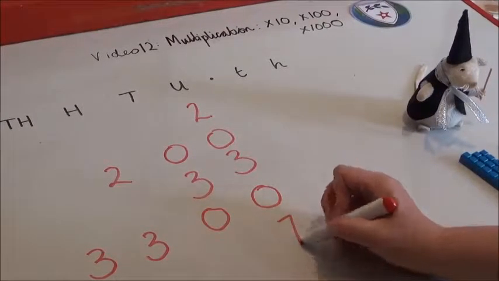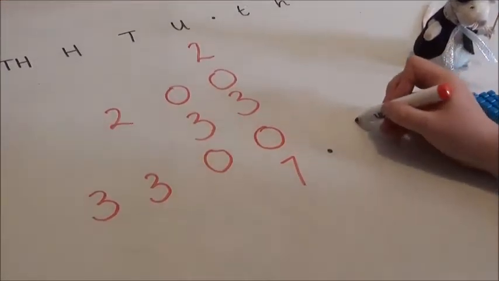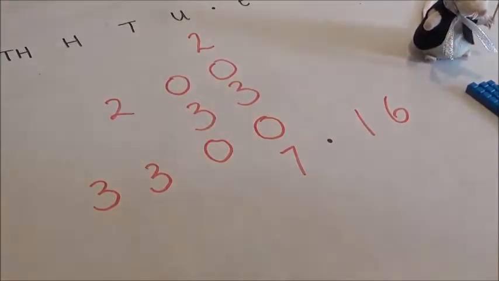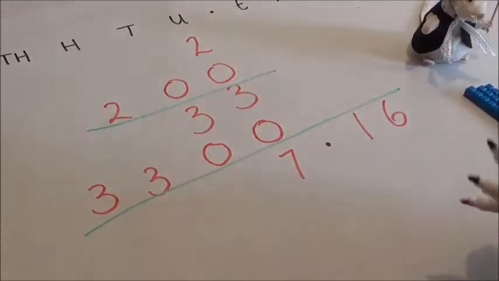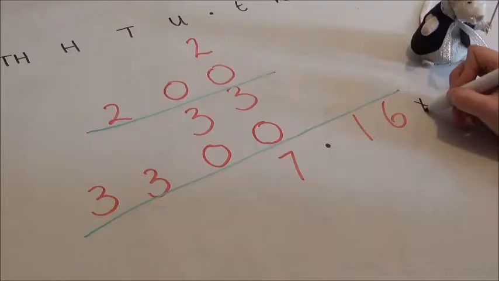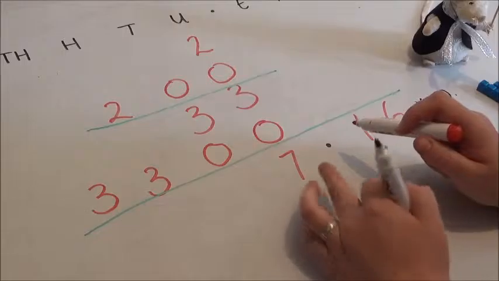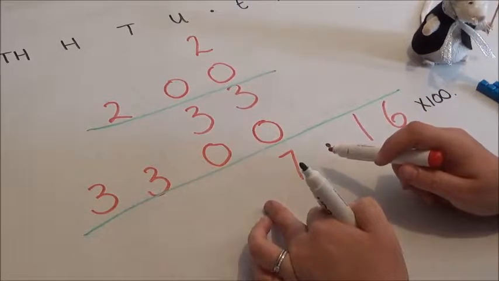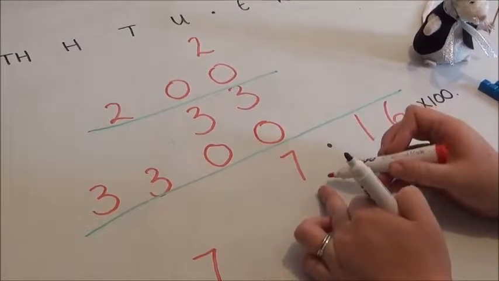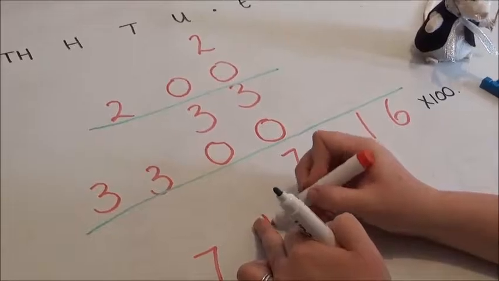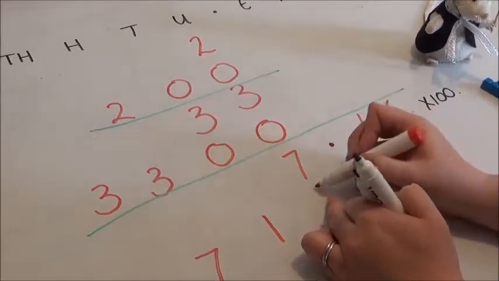So if I had 7.16, let me just put some lines in between here, otherwise it's starting to look a bit confusing. We had 7.16 times by 100. We'd move them up 2 places. 7 would go not into the tens but into the hundreds. The 1/10 wouldn't become a unit, it would become a 10. The 600ths wouldn't become a tenth, it would become a unit.